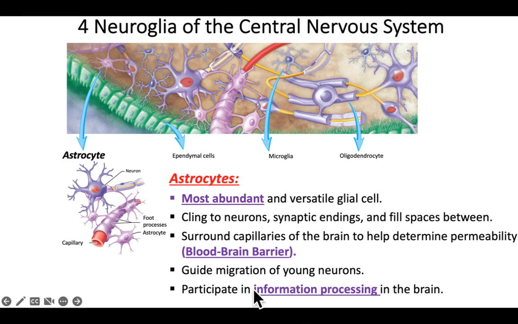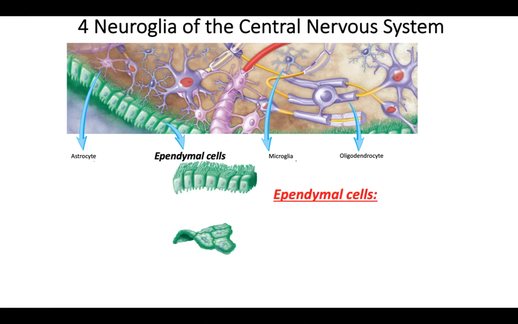But the big thing here is most abundant. It's in the CNS. And one very important thing they do is form the blood-brain barrier. Okay, next one are called ependymal cells.